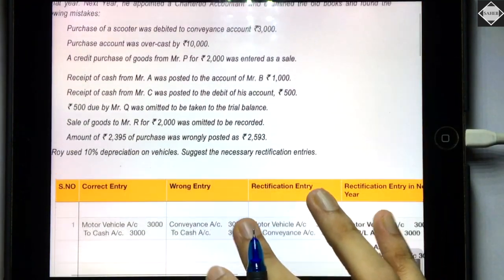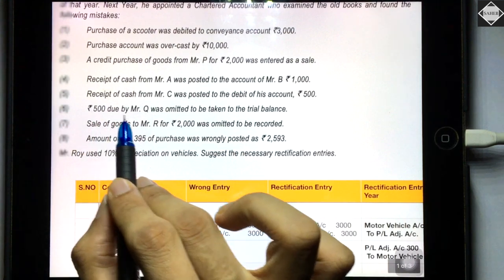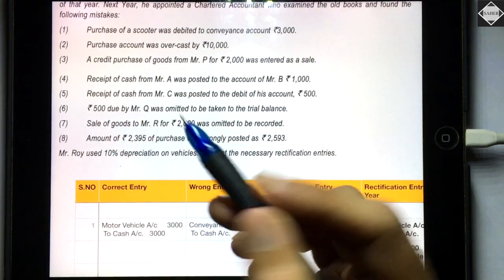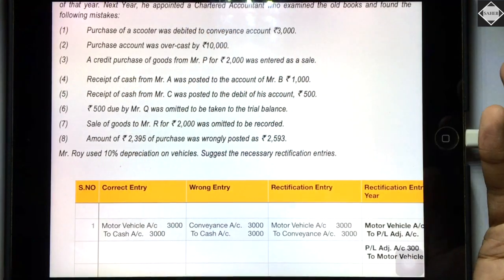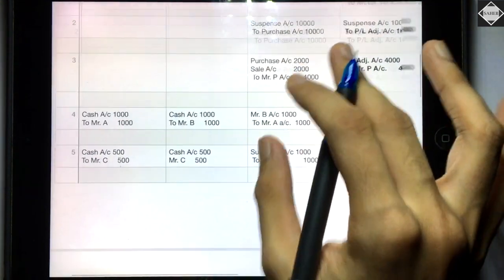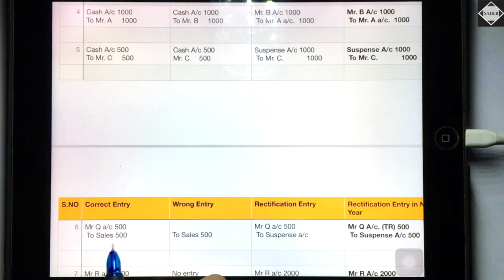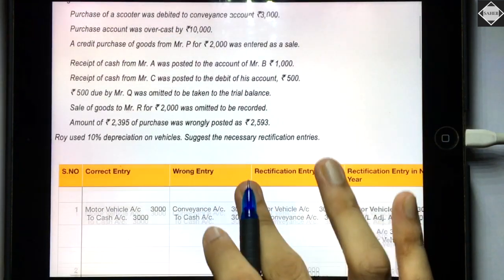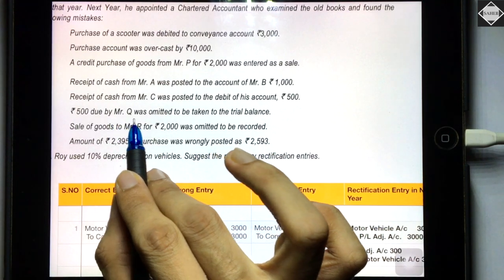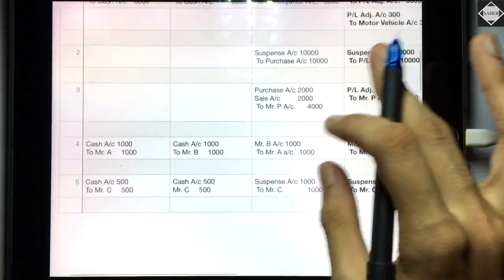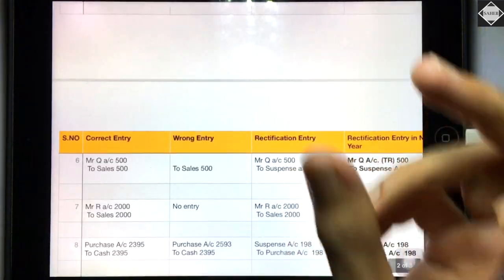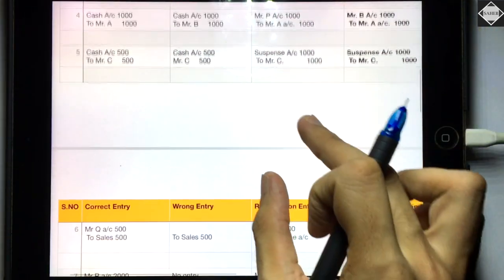Because they are saying now 500 due by Mr. Q. So how come Mr. Q is supposed to pay me? Because of sales, let's just say. So that's the entry I passed over here, the correct entry: Mr. Q account to sales. Fine. But what did actually happen? What's the wrong part? The wrong part is Mr. Q was omitted to be taken to the trial balance. Omitted means, in the journal entry, how can we see that effect? In the journal entry, we can see that effect like this.